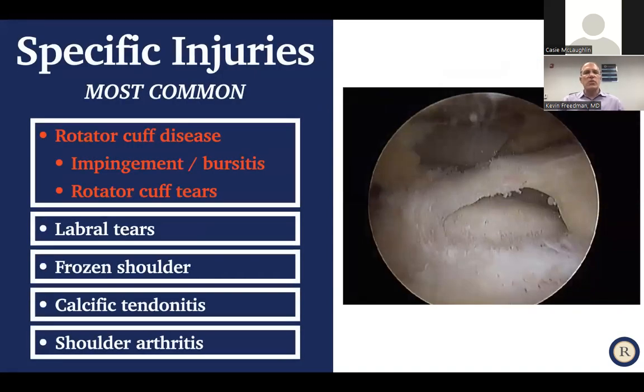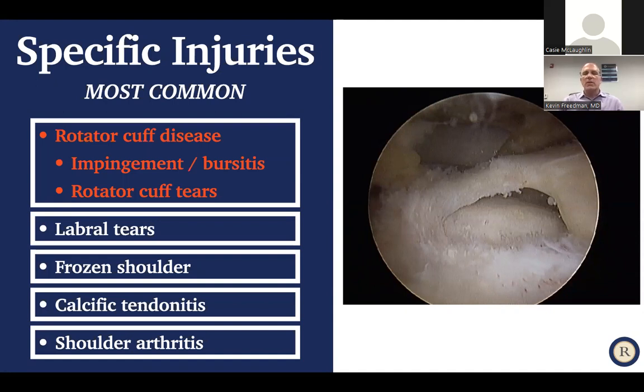So as I mentioned, when we think about shoulder injuries, the most common thing that I see by far is rotator cuff disease. And that includes both impingement or bursitis and rotator cuff tears. And we'll talk specifically about what that is. But I am going to talk at the end for just a few minutes about some of the other things that I see in the shoulder that can also cause pain.